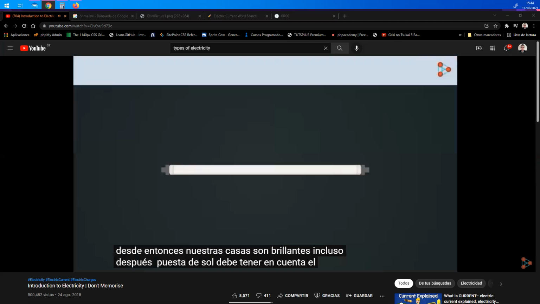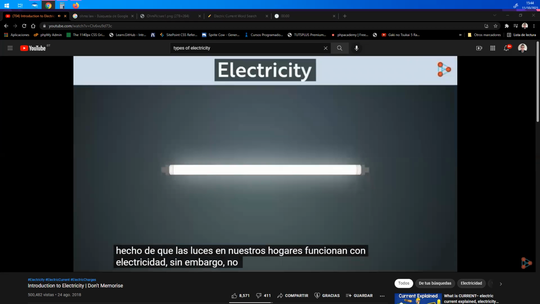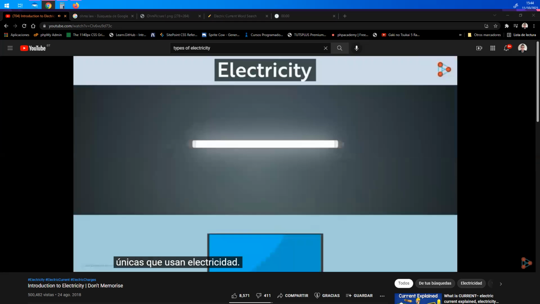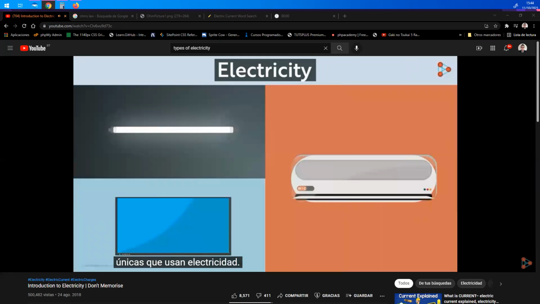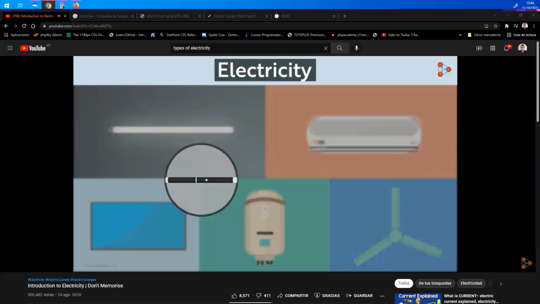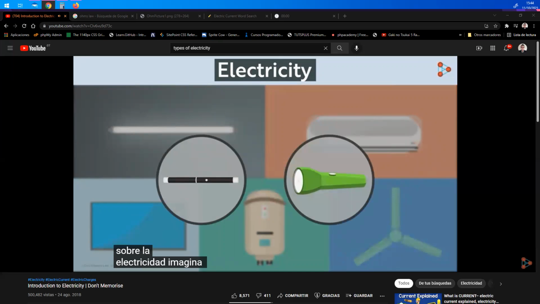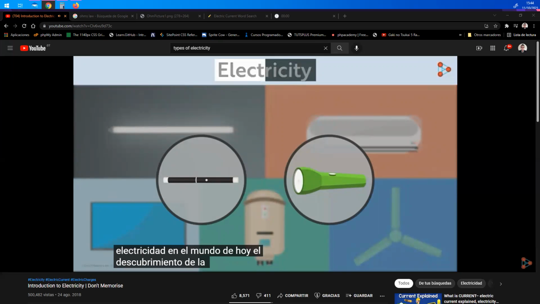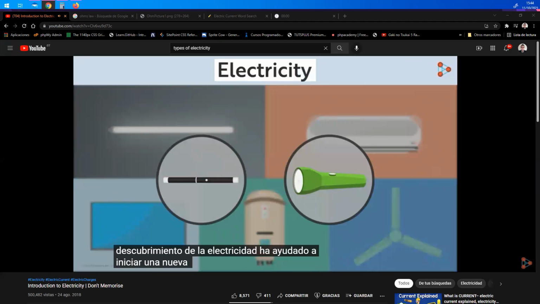You must be aware of the fact that lights in our homes work on electricity. However, they're not the only ones that use electricity. Our televisions, air conditioners, water heaters, fans, and so on also need electricity to function. Laser light or even small flashlights also work on electricity. Imagine a life without electricity in the world today. The discovery of electricity has helped to start a new revolution in the history of humankind.